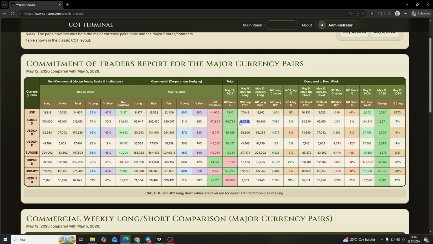Last week 100,000, now 143,000, and they increased their longs by 7,000. And if you look at EUR/USD, we can clearly see they increased their longs by 7,000 contracts. So if you look at both the previous week's and the current week's data, we can see that in both USD and the opposite pairs, they increased their longs.